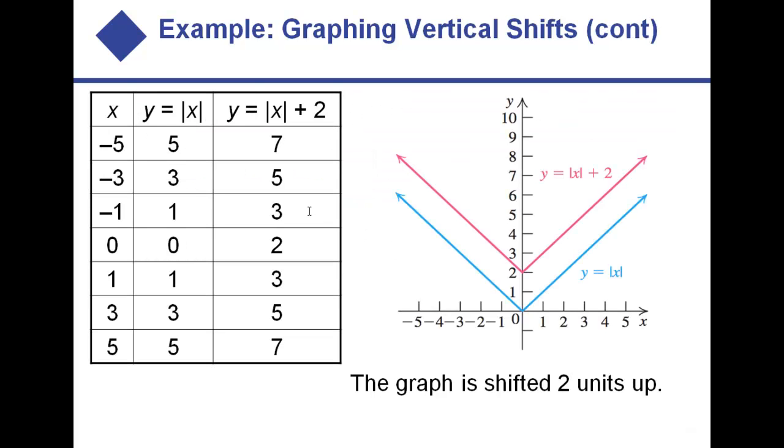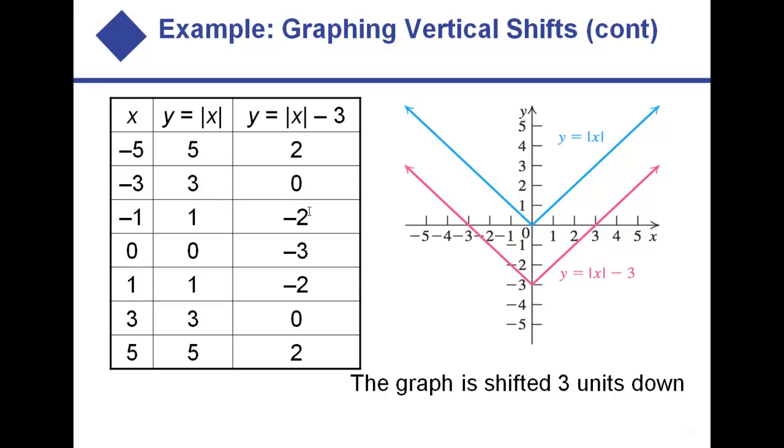Here's the graph of the original function, absolute value of x, and then the absolute value of x plus 2, shifted up. There's the other one, shifted down.